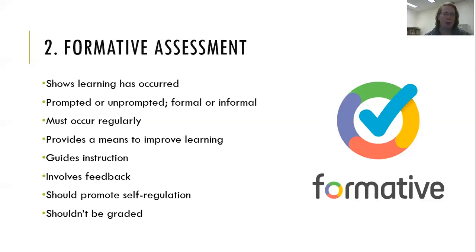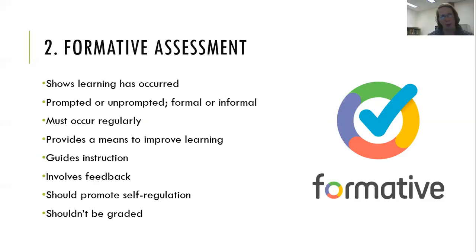Formative assessment also involves feedback. So it allows you to say to a student, oh, this sentence is really well formulated, but you missed this main point. So it's a process. Learning is a process.